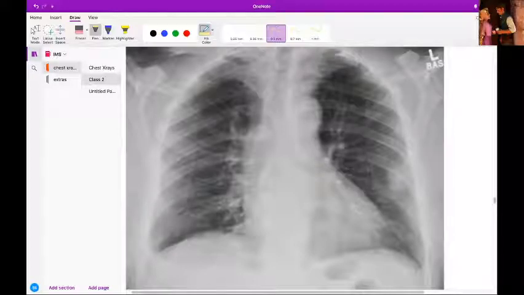What about the costophrenic angles? Yes, blunted on which side? Yeah, the right one is blunted. So there's a right pleural effusion, and there's another nodule over here also. So this is metastasis of this nodule over here. Pleural metastasis and metastasis to the adjacent lung. So this is more likely to be a malignant nodule.